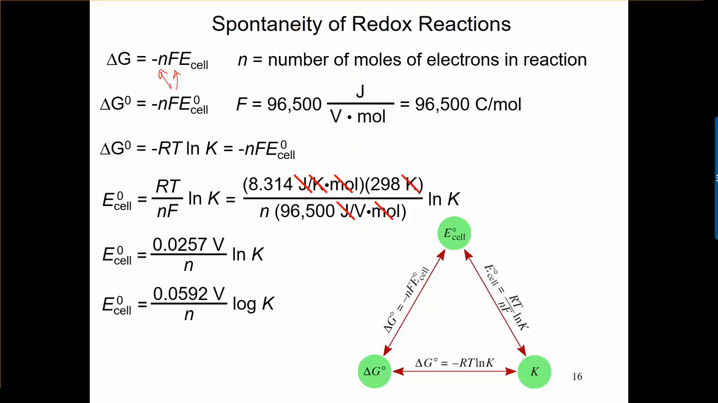So we're now relating delta G, the electrical potential of the cell, to K in this way, in this triangle. Like on a reference material, it would be an autonomy function, right? This one? Yeah. Is that what you mean?